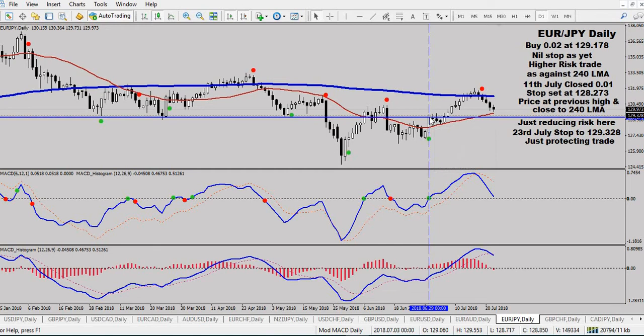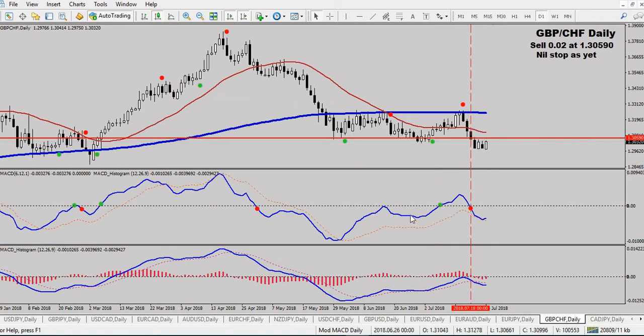Euro yen bought in here somewhere, went against me initially, went up to the 240 LMA, would have closed half. Now rolling back down, very close to crossing the fast MACD. Standard MACD is heading down, and my stop's above the 0 level, above the point of entry and just below the 25 SMA. So I can't lose on that one.